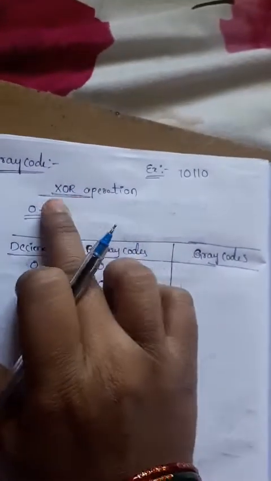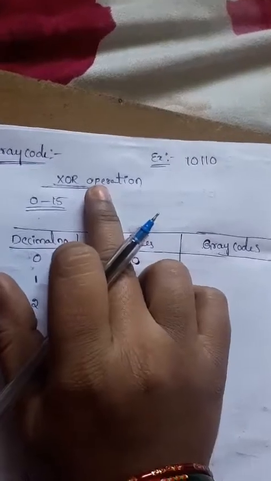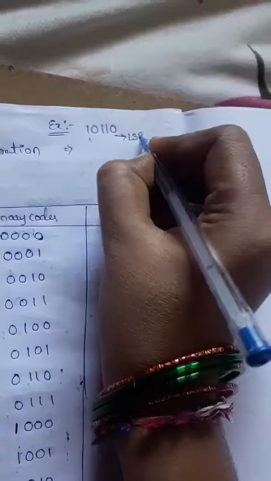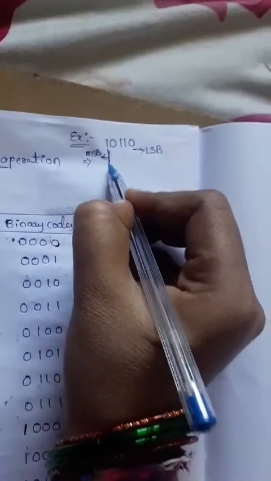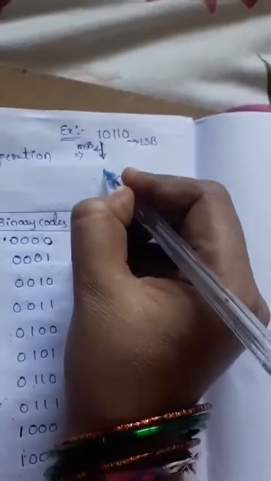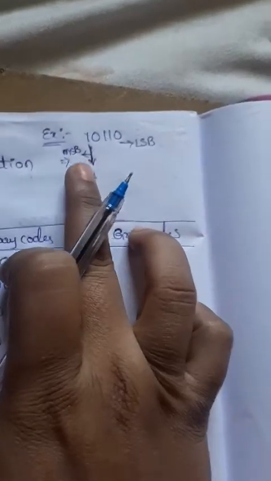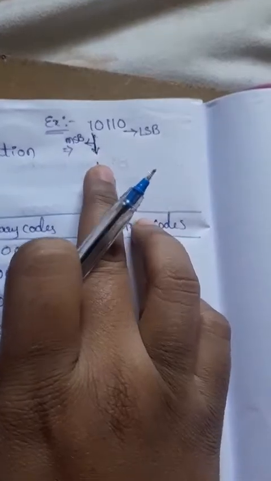Now we need to convert this binary number into gray code, by using the XOR operation. As we already know, the right side bit we call the LSB, and the left side bit we call the MSB. Whatever the MSB bit is, that is represented as it is. So the first bit, the MSB, you take as it is.